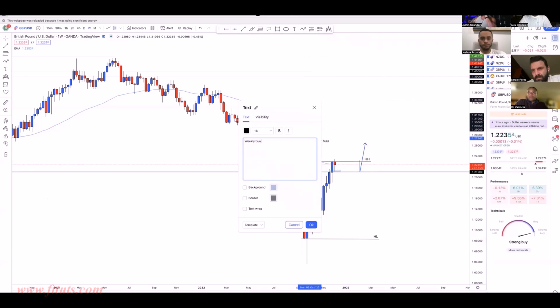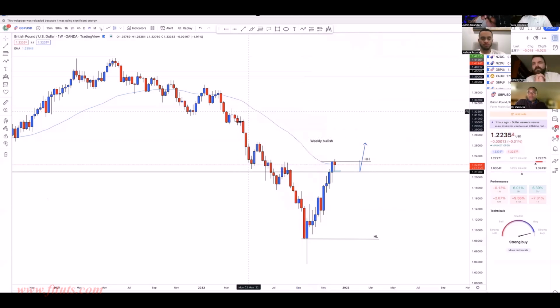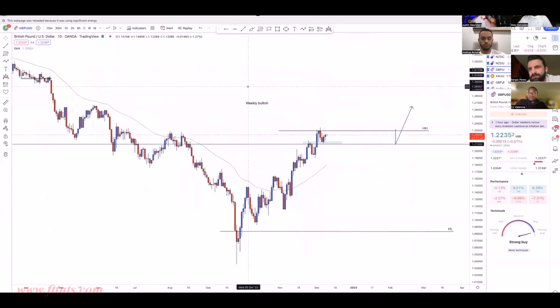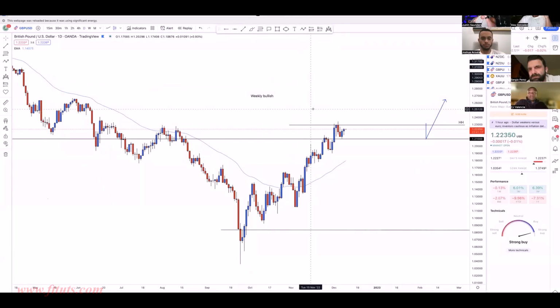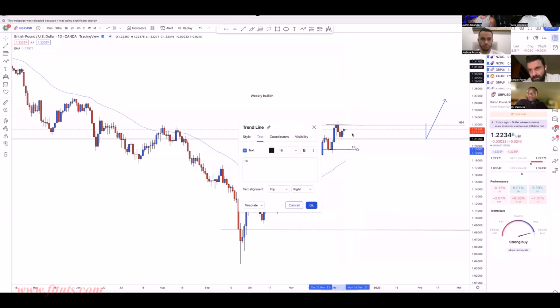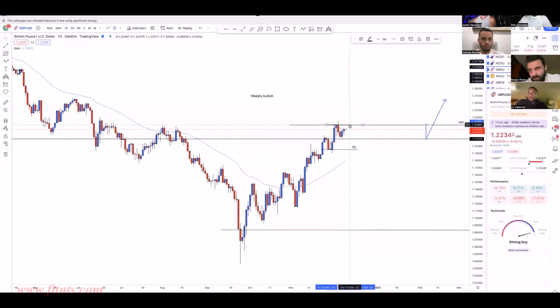So weekly is bullish. Daily time frame, are we bullish or bearish? Very easy. Celeb is like, bro, I already know this. Okay, so this is bullish. We have the same higher high pretty much. And then we have the same higher low. So let's mark this off as the higher low. And let's mark this one off as the higher high.